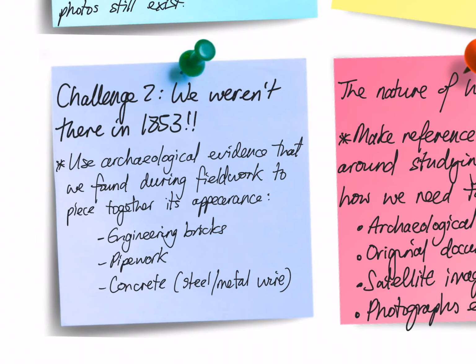Carrying on from challenge number 2, the fact that we weren't actually there in 1853, we can use archaeological evidence that we found during the field work to piece together its appearance. Remember, we saw lots of examples of those engineering bricks, so potentially we know what the outside would have looked like. We know that there was pipework outside because that's what we discovered. We also knew that the concrete structures had examples of steel and metal wire in them to help reinforce it, so we know that it was a large building.